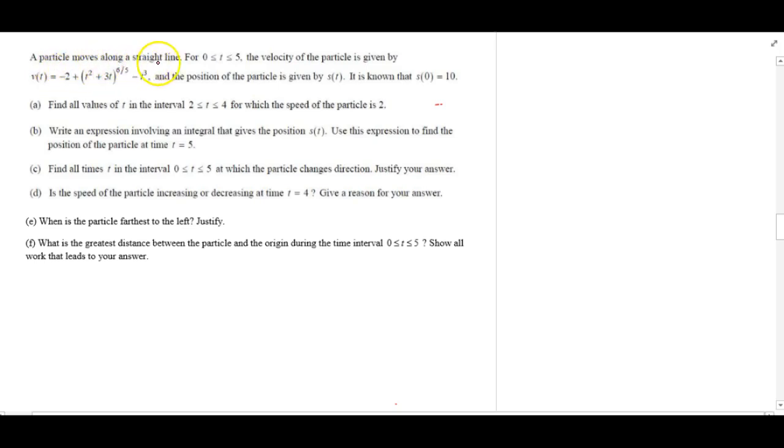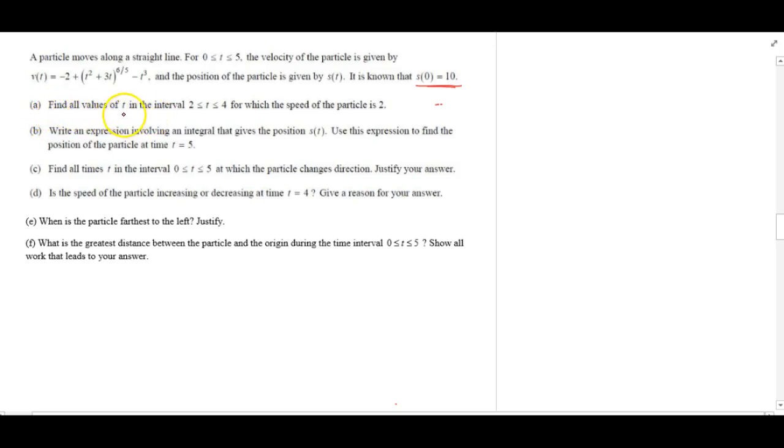A particle moves along a straight line. For times between 0 and 5, the velocity of the particle is given by this function here, and the position of a particle is given by s of t. So we just have to note we've been given the velocity function, and we're told what to call the position function. We're to call it s of t. It is known that s of 0 equals 10. So here, they've given us an initial position. Since s of t was the position of the particle, s of 0, the position at 0, the initial position, is 10.